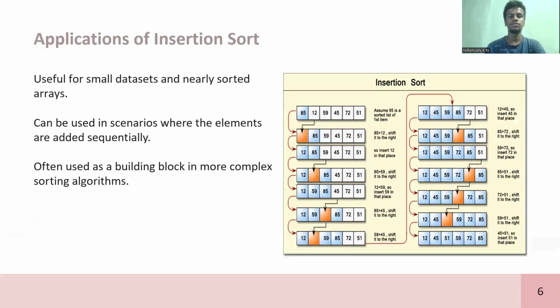Applications of insertion sort. It is useful for small datasets and nearly sorted arrays. It can be used in scenarios where the elements are added sequentially, and is often used as a building block in more complex sorting algorithms.